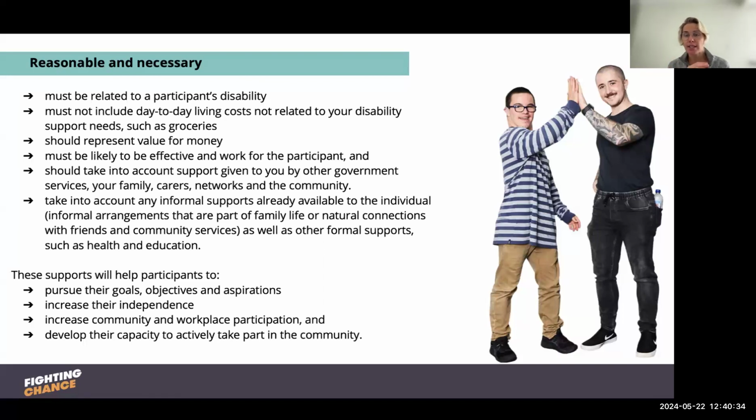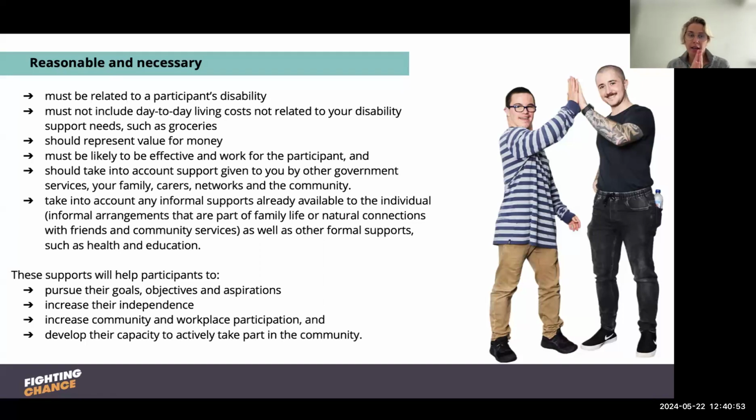They also want to see, ideally, that supports reduce over time. So value for money can also be an argument made about that: you fund this now, we build the capacity, supports reduce over time. That's going to be the most cost effective option. So that's an argument people can make.